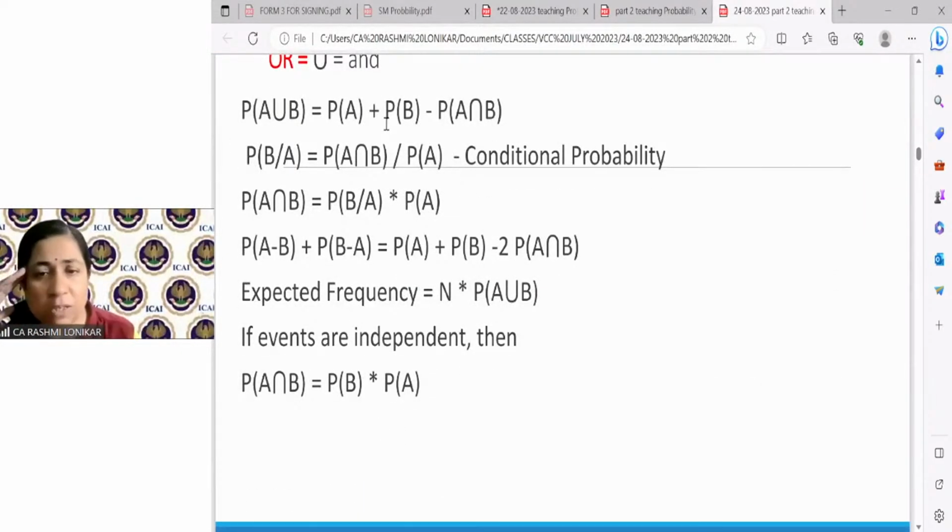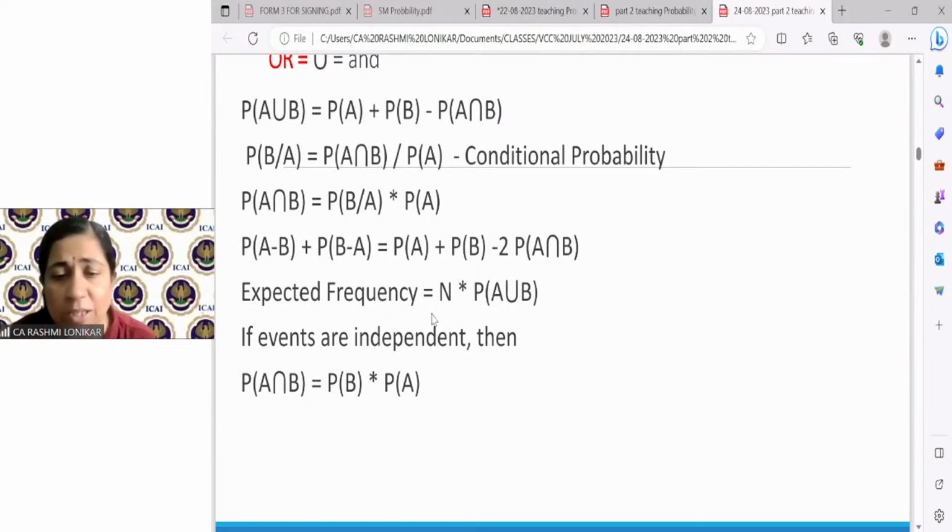P of A union B is P of A plus P of B minus P of A intersection B. P of B given A is given by P of A intersection B upon P of A. And P of A intersection B will be equal to P of B given A into P of A. P of A minus B plus P of B minus A will be equal to P of A plus P of B minus 2 P of A intersection B. This can be a theory question also.